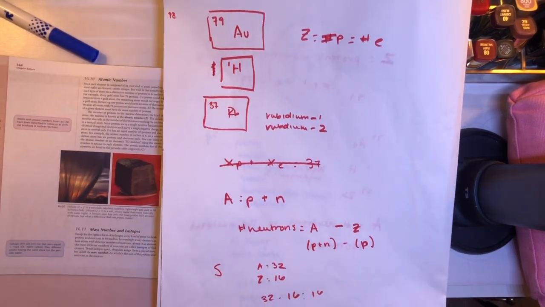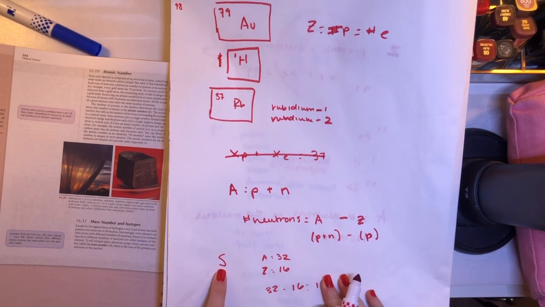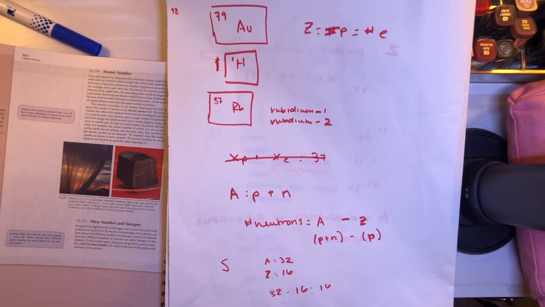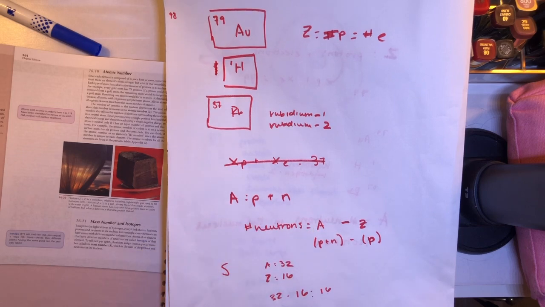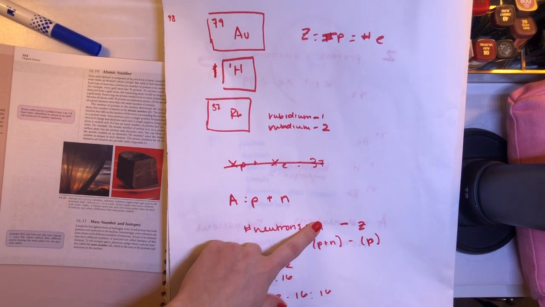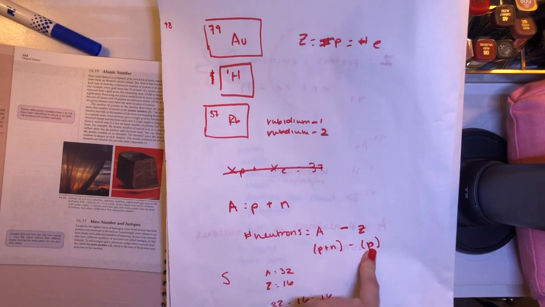Just one more time, to find the number of neutrons in the common isotope of sulfur, I take the mass number of that isotope, which is 32. 32 is the sum of the protons and neutrons in that atom, and I subtract from that the number of protons.